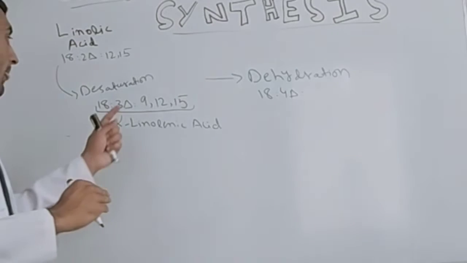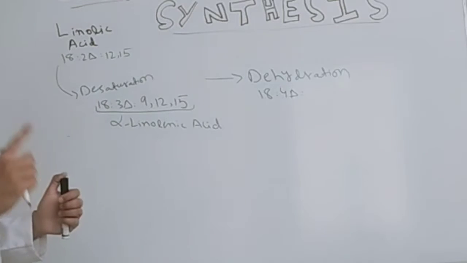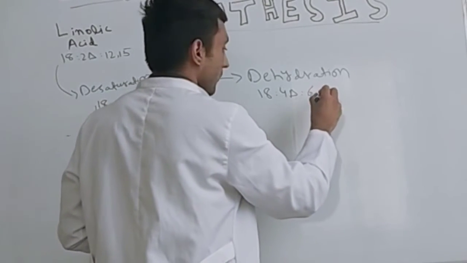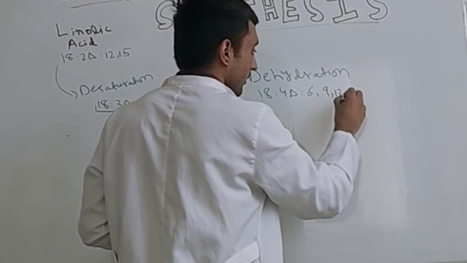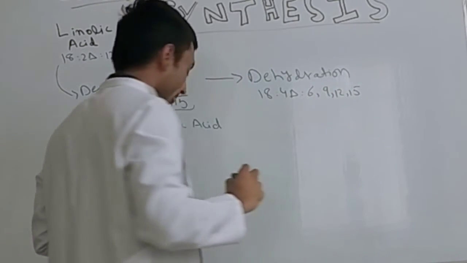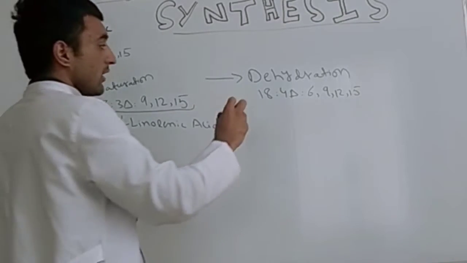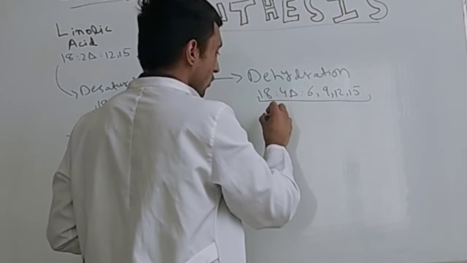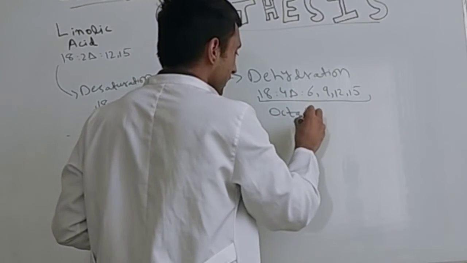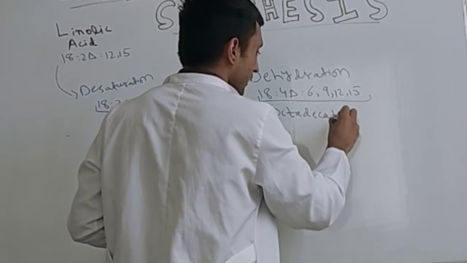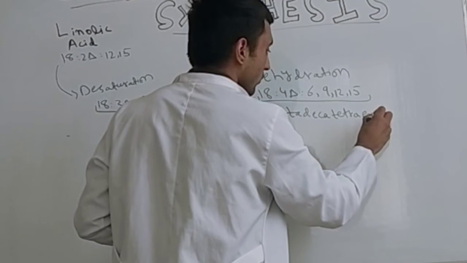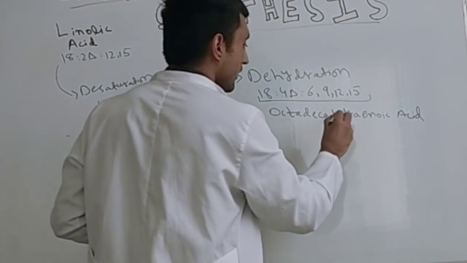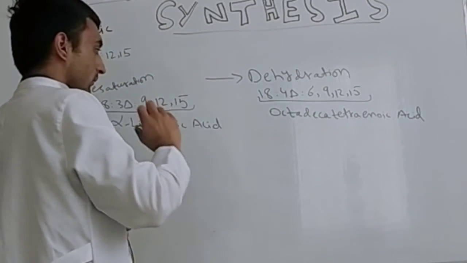and we will start the addition of another double bond. So before 9 what happens? 8, 7 and 6. So 6, 9, 12 and 15 are the locations of the double bonds. So this is the dehydration. And what is the name of this chain? The name of this chain is octadecatetraenoic acid. So this is octadecatetraenoic acid after the dehydration phase.